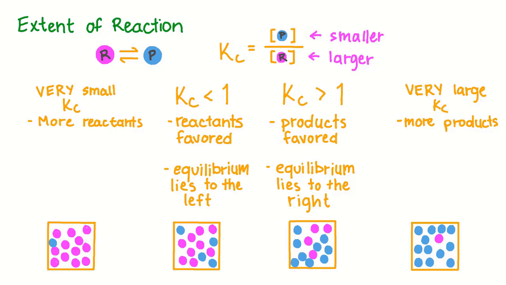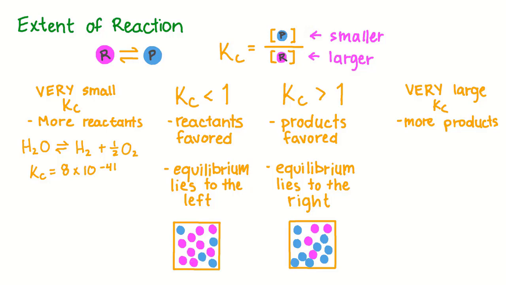Though the value of Kc doesn't increase linearly, we can generally say that a very large Kc corresponds to there being even more products at equilibrium, and a very small Kc corresponds to there being even more reactants at equilibrium. As an extreme example, here we have the reaction of water forming hydrogen gas and oxygen gas. The Kc for this reaction is very small, 8 times 10 to the minus 41. In this case, our reactant, water, is so favored that it generally doesn't form hydrogen and oxygen gas, and we say that there is no reaction that occurs.